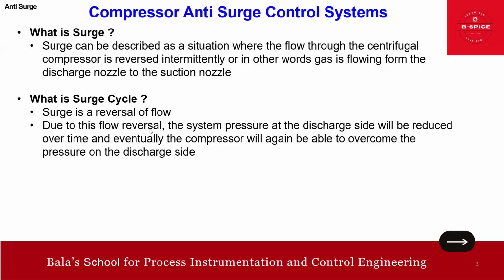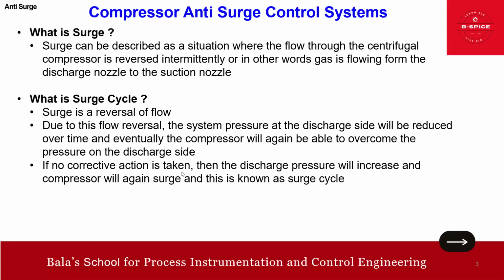Due to this reversal of flow, the system pressure at the discharge side will be reduced over time. And eventually, the compressor will again be able to overcome the pressure on the discharge side. So if no correction is taken, then the discharge pressure will increase and the compressor will again surge. And this is known as the surge cycle. So this is about the surge cycle.